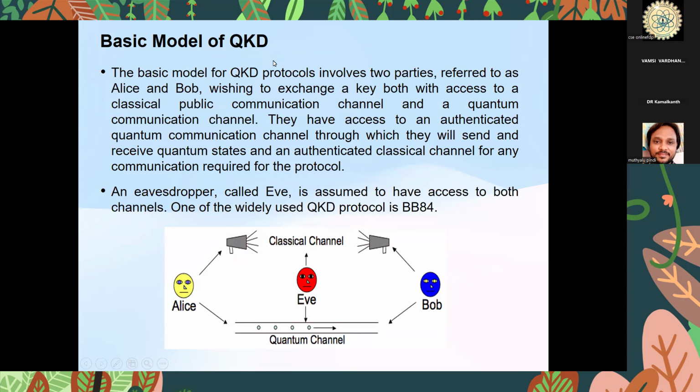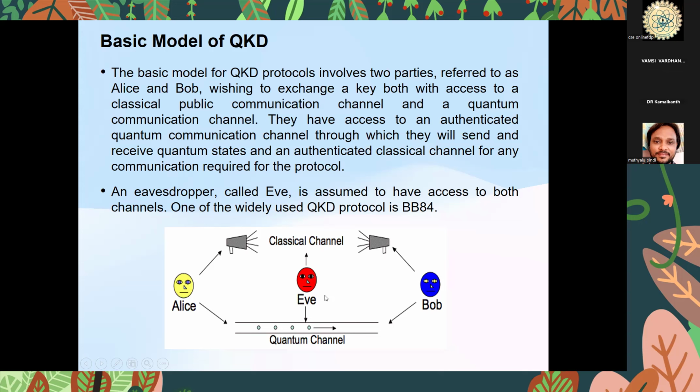The quantum key distribution protocol involves two parties, Alice and Bob. They are up against another party, Eve, an attacker who can access both channels: the classical channel and the quantum channel. So there are two channels we are using. One is the quantum channel, where we can transmit the qubits, the photons, and establish the secret key.